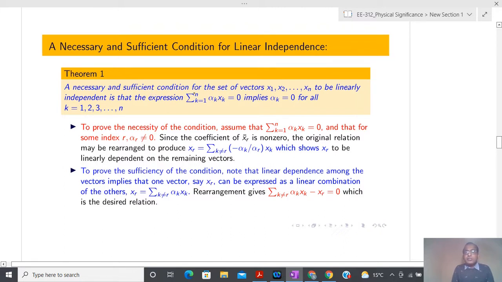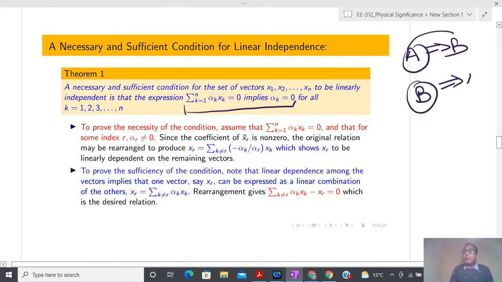That if you assume this, then I can tell that x1, x2, and xn are linearly independent. So I assume from here to here. Another way, if x1, x2, and xn are linearly independent, then it is possible to prove that these two conditions come into the picture. So I can prove both ways. It means that A implies B, so you can assume A and then derive B. Similarly, you can assume B is true, then you are able to derive A.